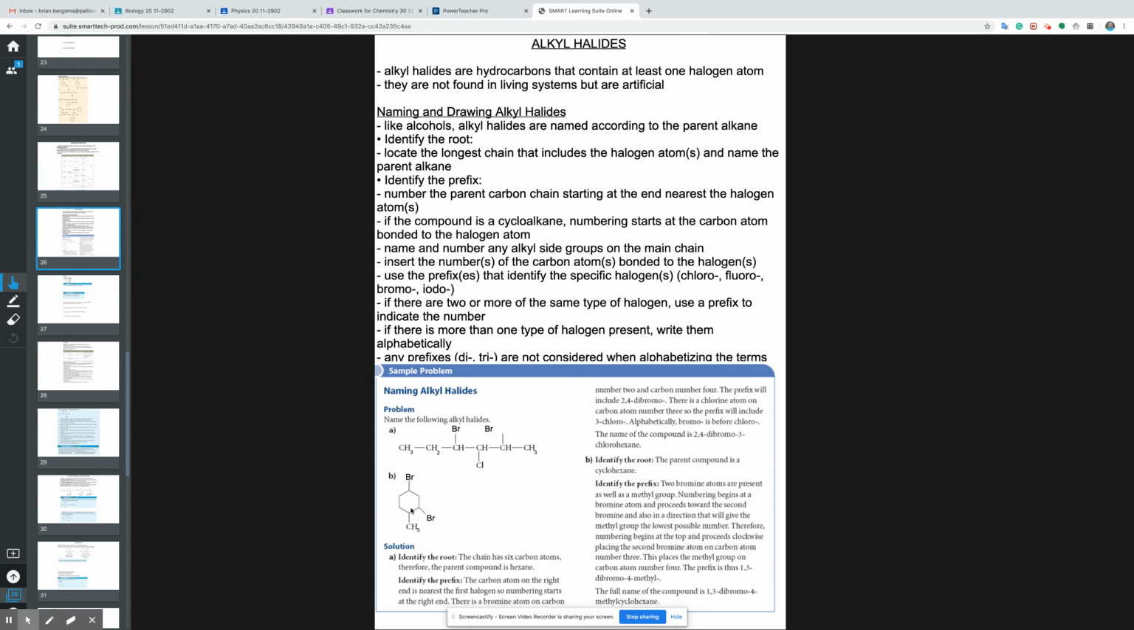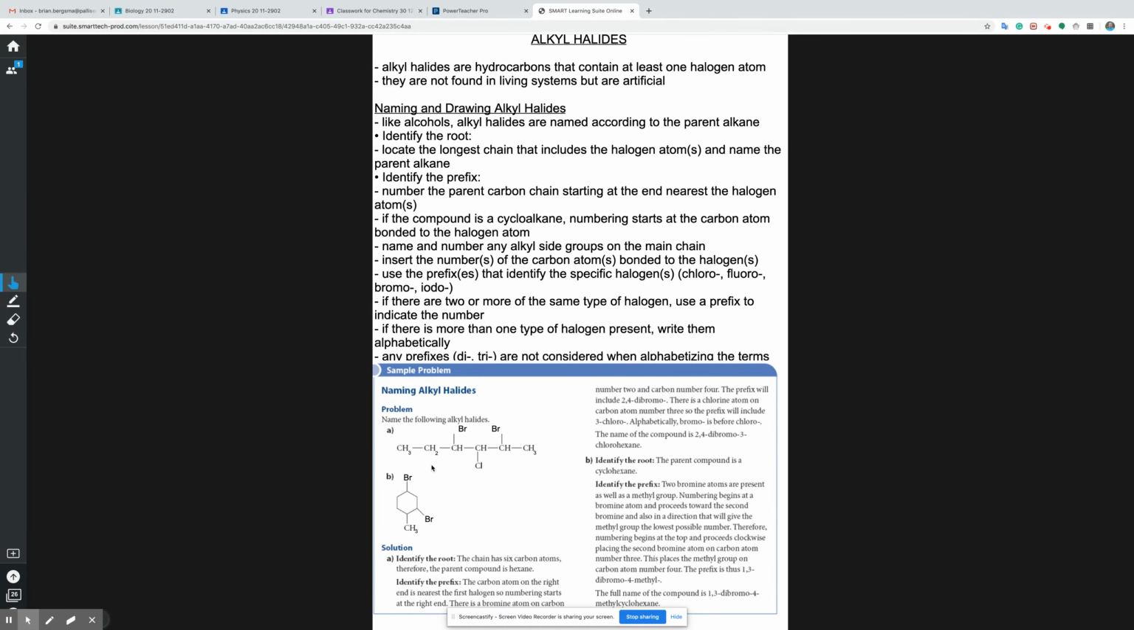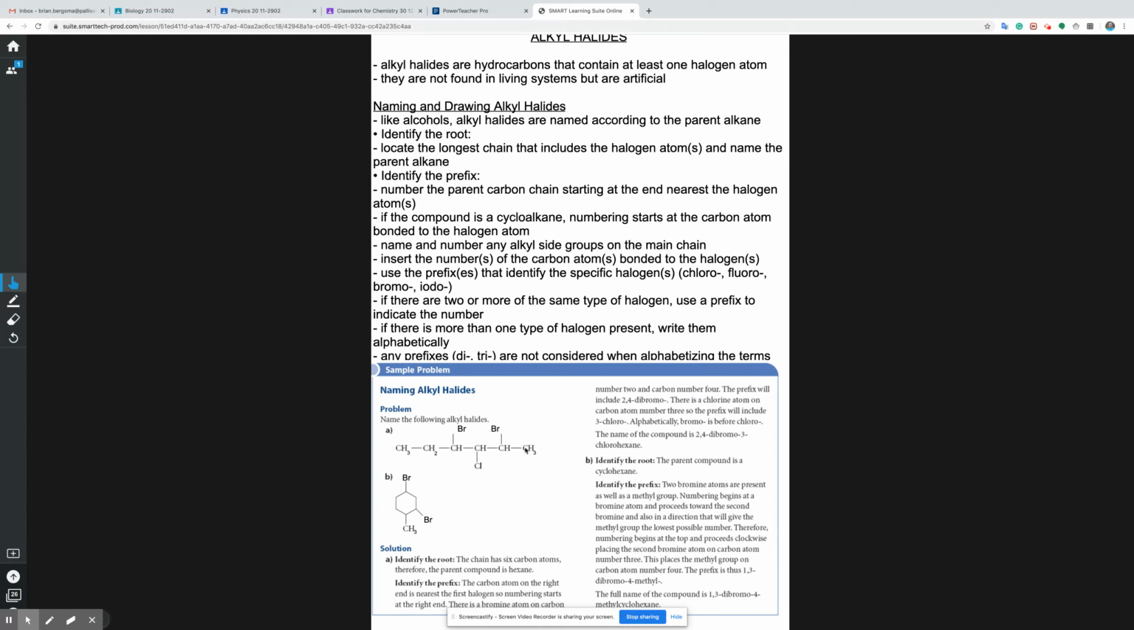And so some examples here. Name the following. First thing you want to do is count up the parent chain. So we have 1, 2, 3, 4, 5, 6, a 6-carbon chain. Again, we want the lowest number, so we're going to start numbering from this side. So this would be carbon 1, carbon 2, 3, 4. We start with bromo because it comes alphabetically before chloro. So we'd say this is 2,4-dibromo-3-chlorohexane.